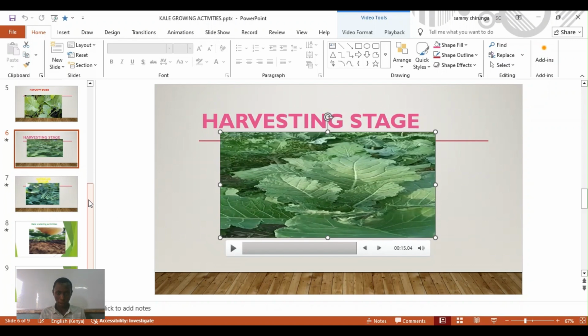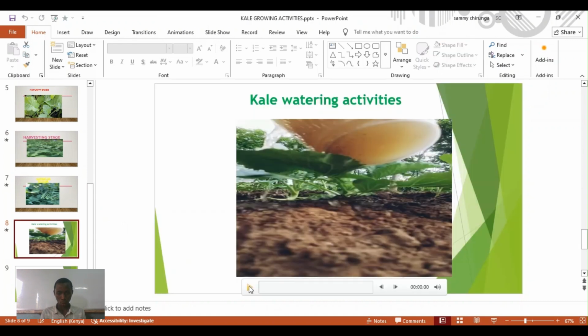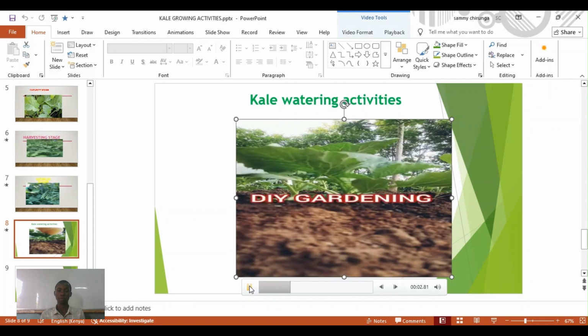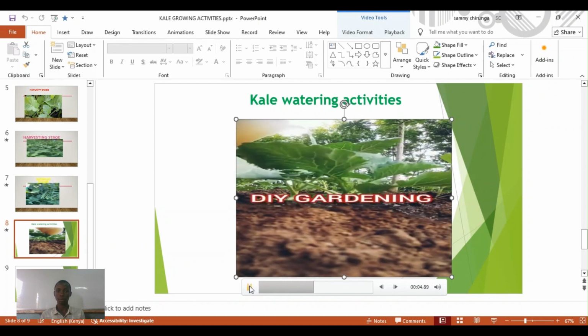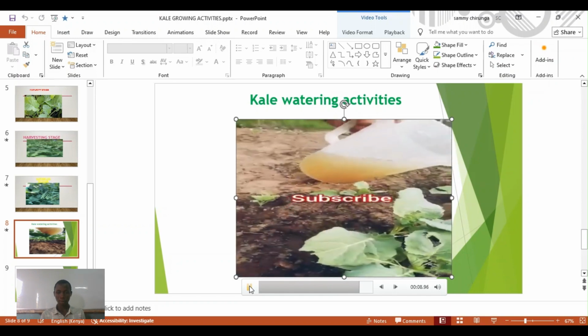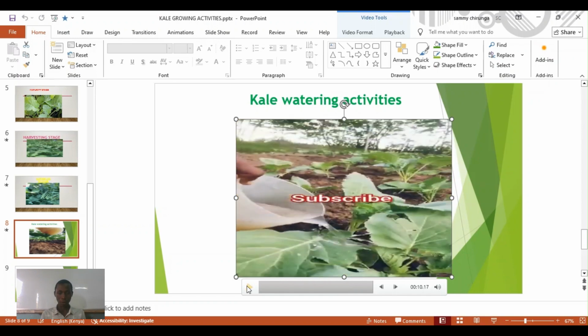But before I wind up, let me show you one of the main activities which can be done in the process of kale growing. Have a look at this. Let's have a look on it. Have a look on it again.